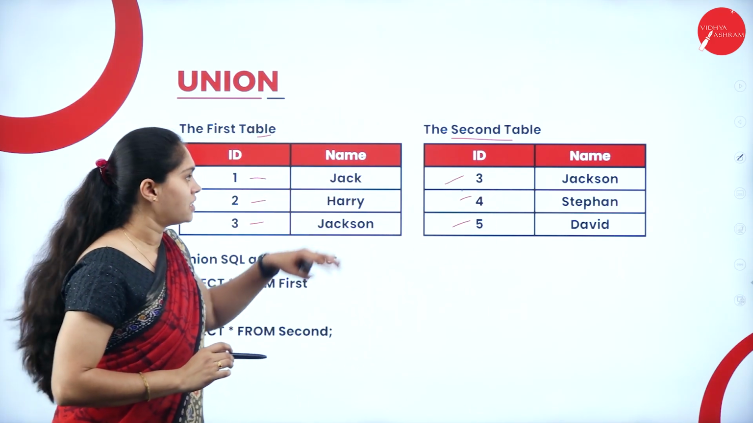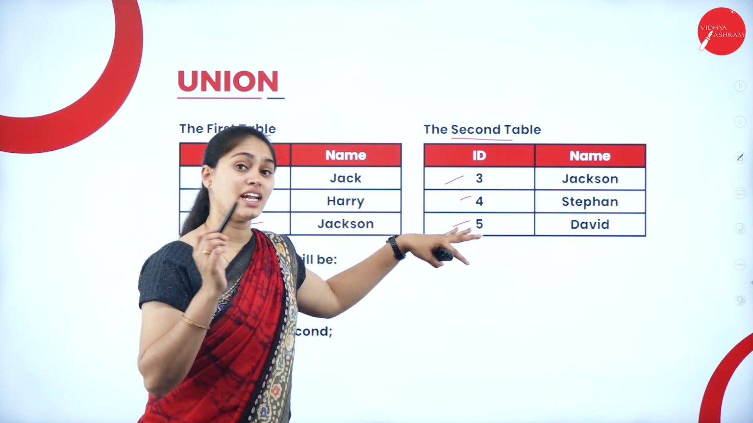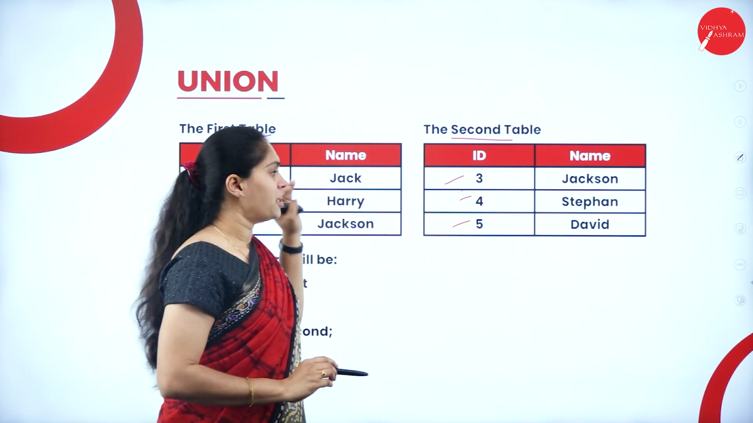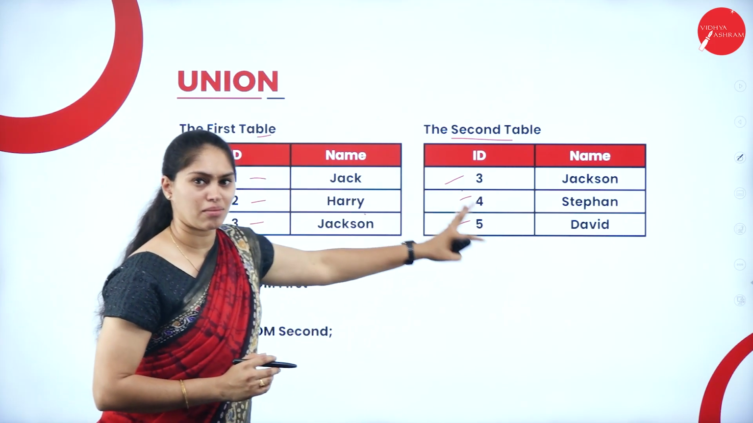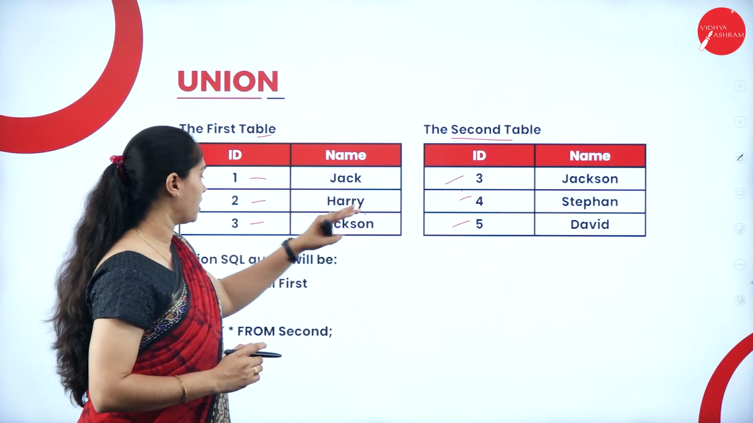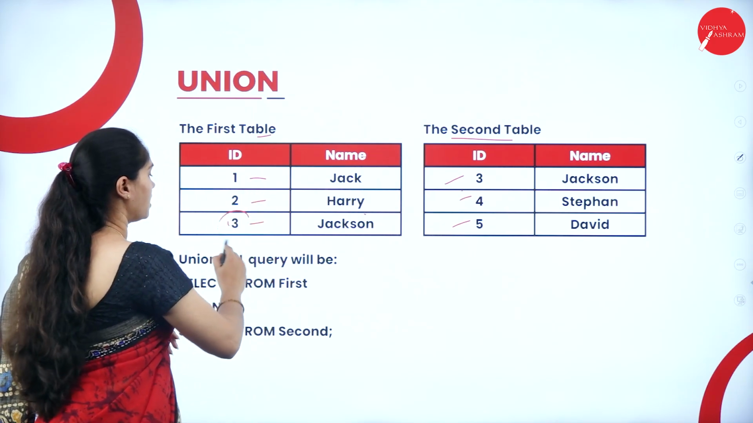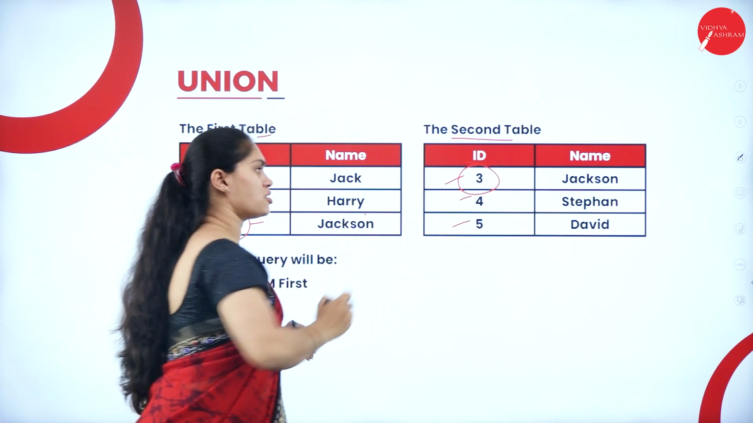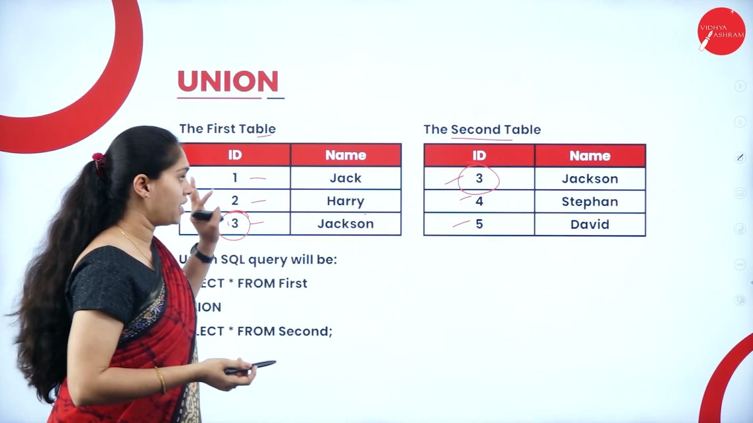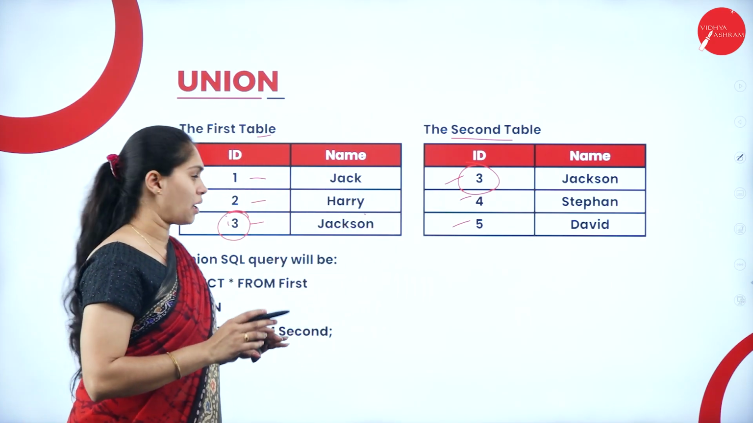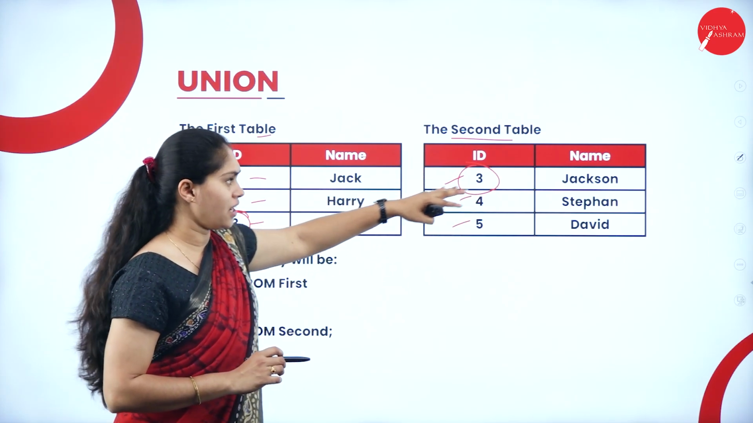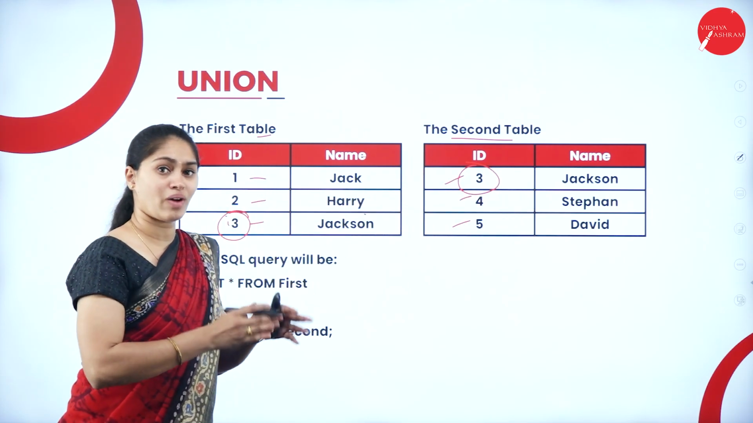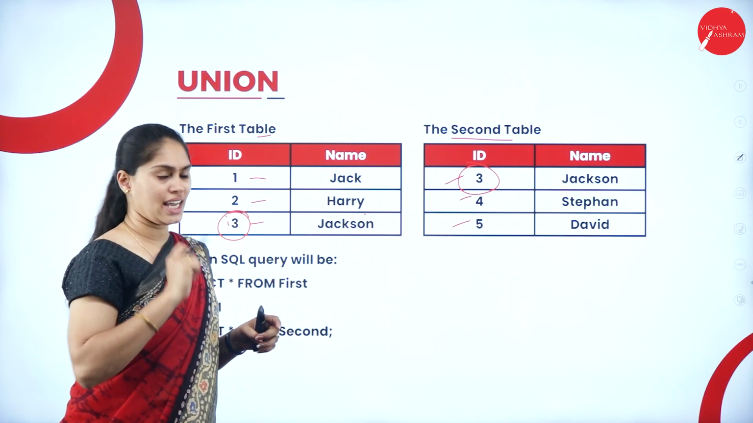What did I say regarding this union operation? It is going to eliminate the duplicate value. So if I combine both table 1 and table 2 together, here 3 is present in table 1 and the ID 3 is also present in table 2. But when I combine these two, it will not take the student ID 3 and name Jackson twice. It will take only one time.